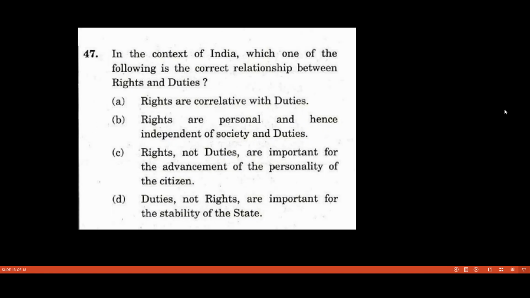Now again move on. So see this question. In the context of India, which one of the following is the correct relationship between rights and duties? Now see, if any political science student is doing this question, he or she would know that rights are correlated with duties. This is a statement by Harold J. Laski, and they will definitely mark it correct.